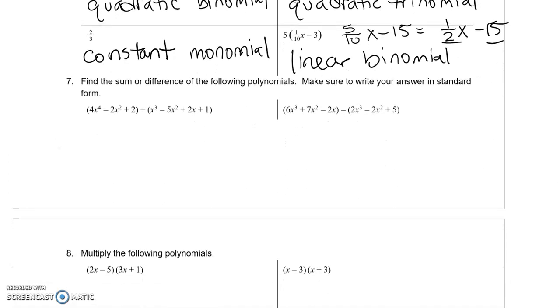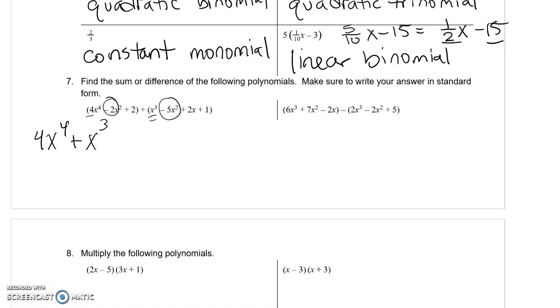Add or subtract the following polynomials. Make sure to write in standard form. So I'm going to go through and find some like terms. X to the 4th. I don't see any other x to the 4th, so that's just going to be part of our answer for x to the 4th. The next highest power I see is x to the 3rd. No like terms for that one either, and since we're adding, plus x to the 3rd.